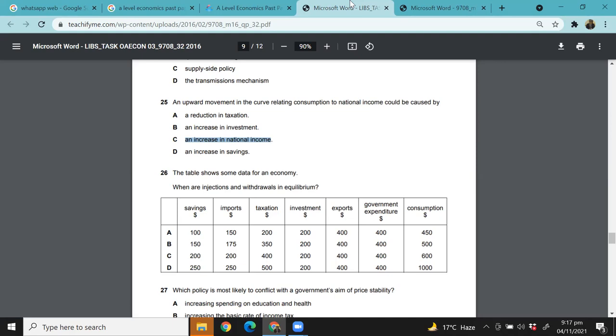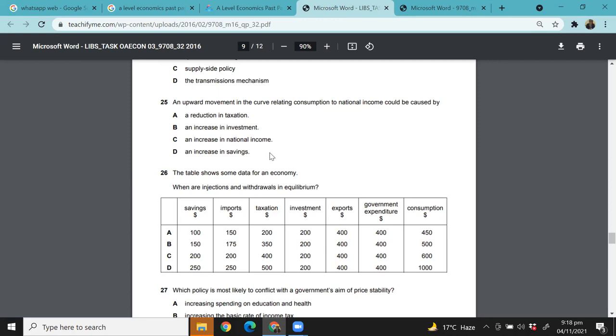Right, sorry about that. An upward movement in the curve, but then how? Then B can also be correct: increase in investment. A reduction in taxation. Increase in saving is obviously incorrect, so that can't be the answer. An upward movement in the curve relating consumption to national income could be caused by increase in national income.